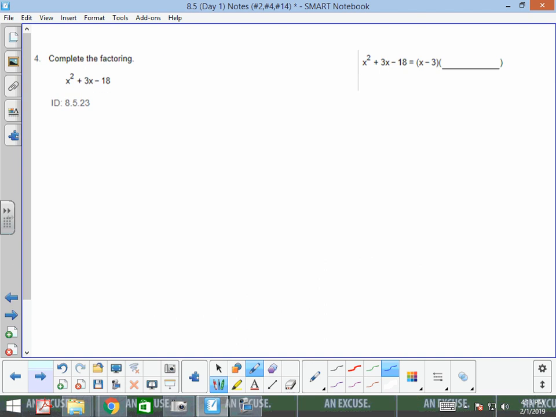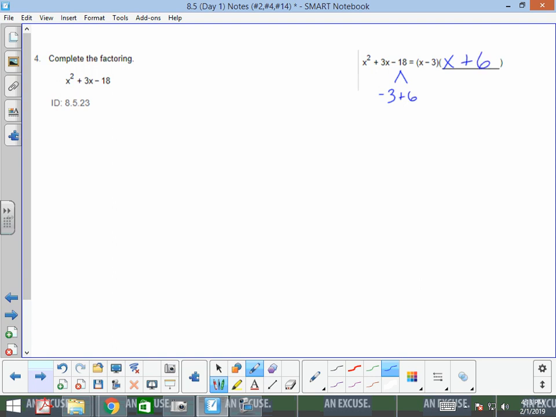Number 4 is fairly easy, but I thought it might be confusing, so I wanted to go ahead and show it to you. They give you one of the factors. They want you to type the other one. Well, the factors of x squared are x and x. The factors of negative 18, well, they already give us negative 3, so what's the other factor? Positive 6. So this is x plus 6.